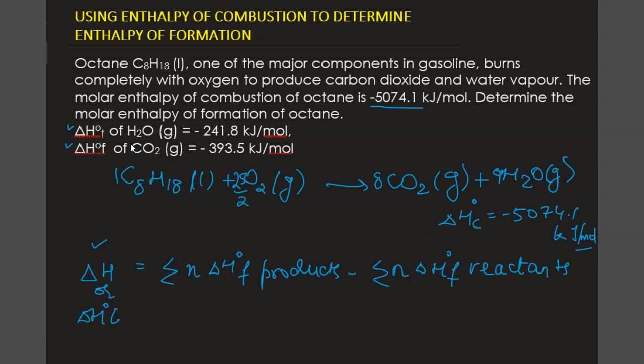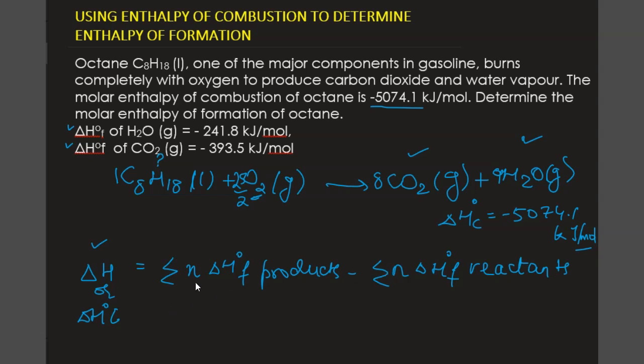We are given delta H naught F of water, so this is given. We're given delta H naught F of carbon dioxide, this is given. We are looking for this. Now again, we are given nothing for this. This is oxygen, and I told you in the previous video that if anything is present in its natural state, like oxygen O2 gaseous is in its natural state, so for this the delta H naught formation is 0.